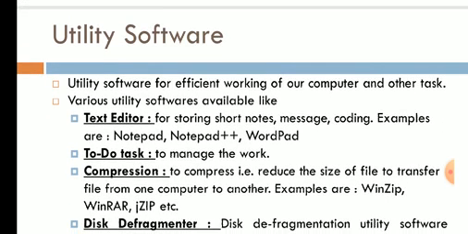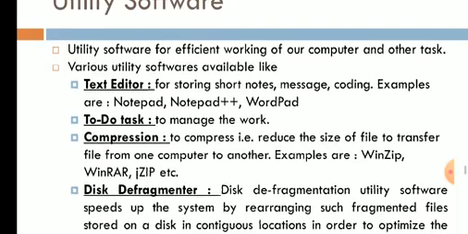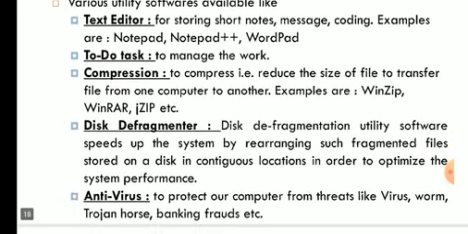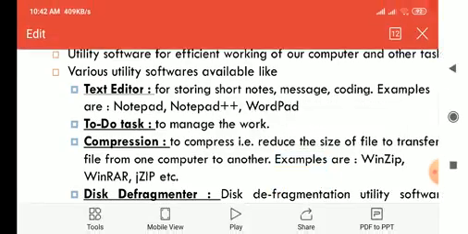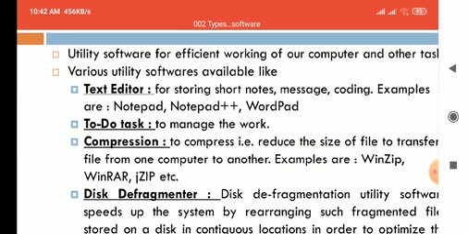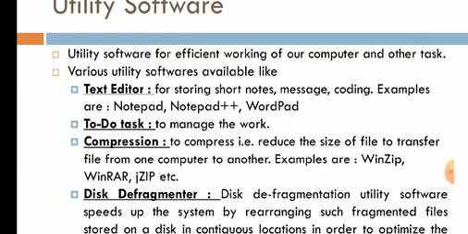Utility software will be present in our computer to perform various tasks like text editor, to do task, compression, disk defragmentation, antivirus. All those things will be called as utility software. For making our computer work very efficiently, we'll be using all these software. Mainly this utility software is used for making our computer functioning efficiently. For that purpose only we are using this utility software.